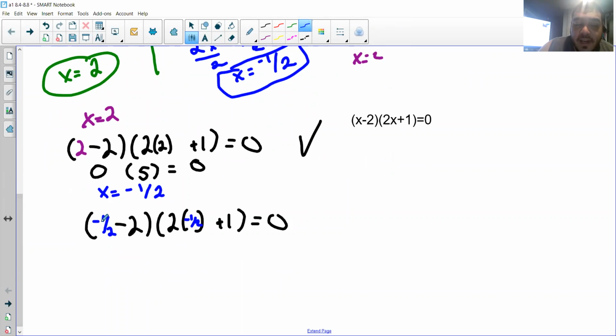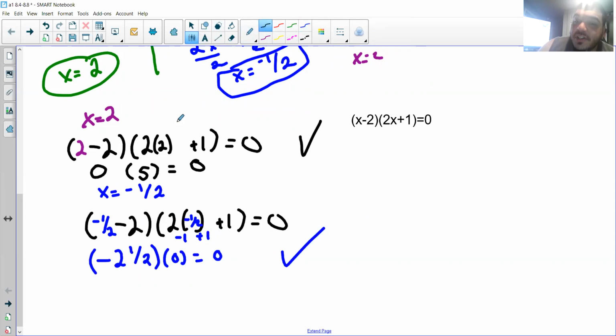You don't need to prove it every time. On the left, negative 1/2 minus 2 will be negative 2.5. If you turn that into an improper fraction, that would be negative 5/2. Over here, 2 times negative 1/2 will be negative 1, and negative 1 plus 1 equals 0. And then 0 times negative whatever is going to be 0. So this works out also. Now, do you need to check or prove every time? No. In this situation, you will always get the right answer as long as you follow the steps, which is break it up and then solve.